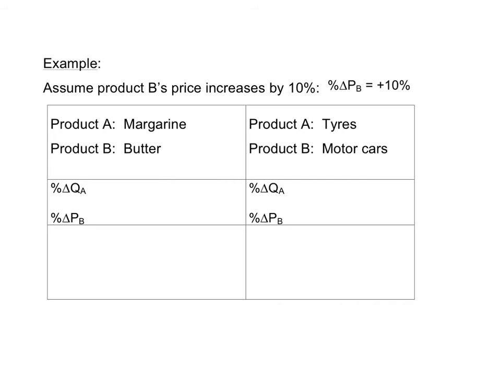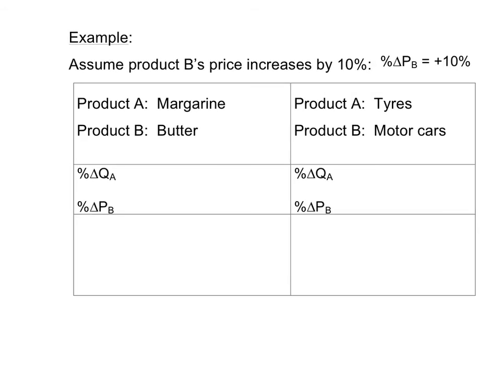Let's look at the case of margarine and butter. So, if the price of butter increases by 10%, the quantity demanded of butter would decrease. That's in keeping with the law of demand. So all those people who were buying butter before but are not buying it now because it's more expensive will switch to something that is relatively cheaper. That item that is relatively cheaper then is margarine.